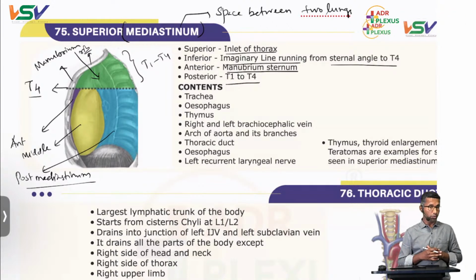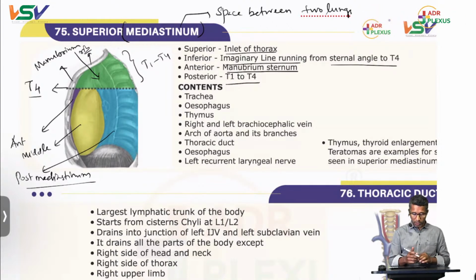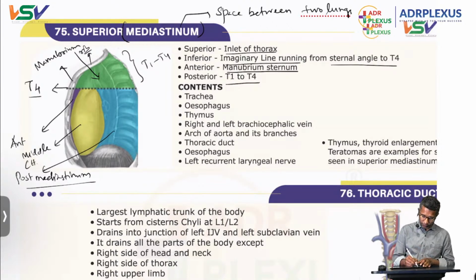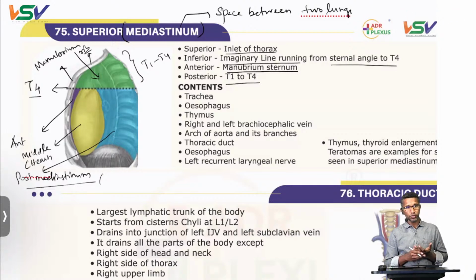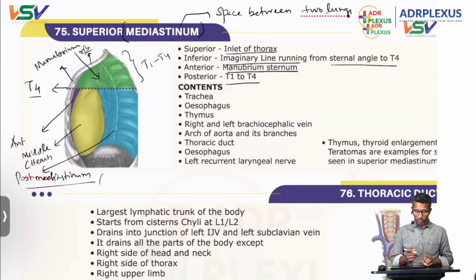Middle mediastinum and posterior mediastinum are very, very important because the middle mediastinum contains the heart, and the posterior mediastinum contains the important viscera, namely the esophagus and thoracic aorta. They all run in the posterior mediastinum.